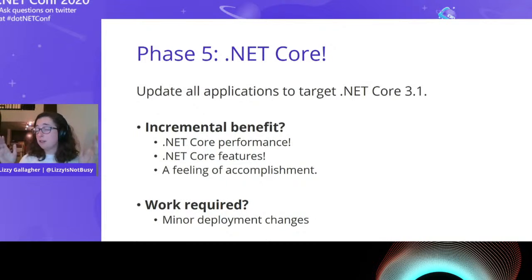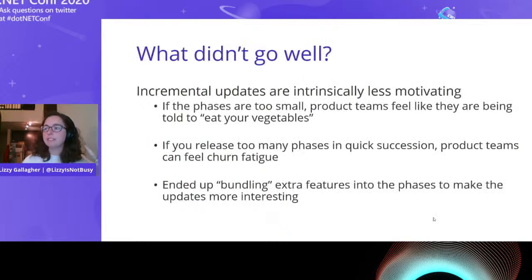So I've covered those 3 strengths, but I did want to just dwell for a few moments, our last few moments together, on some of the things that didn't go as well. I'll be candid about these. So the first is that incremental updates are just intrinsically less motivating. If you release in too small of phases, product teams don't really feel like they're getting too much out of each update, and they can just get update fatigue. So our solution to this was bundling in extra features into the phases, to make them more interesting.